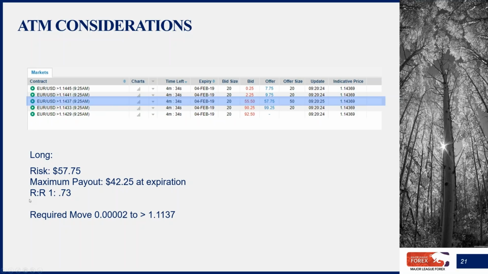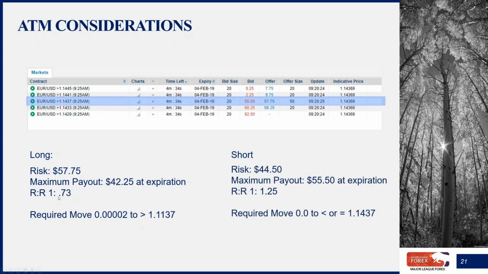Okay. Now, in comparison to that, let's look at if we shorted this. Again, this is at the money, right? At the money, we'd be risking $44.50. Meaning the maximum payout is actually what we went into it for, right? We get $55. So the risk to reward ratio in this one is 1.25. Now, this is a better risk to reward ratio. And in this case, the required move is 0 because price is actually already below the strike. So in this case, we need 0 movement.